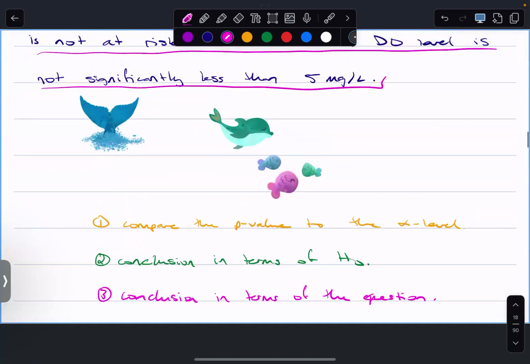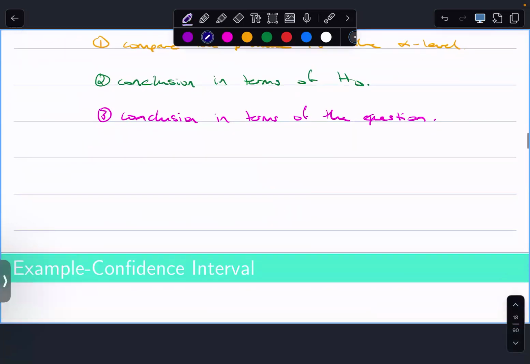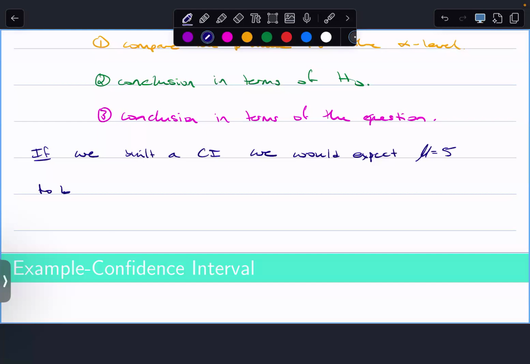We can build a confidence interval for the dissolved oxygen level. What would we find? We would find that 5 should be in there somewhere because we didn't reject H naught, which means it's a perfectly reasonable value for the dissolved oxygen level. So if we built a confidence interval, we would expect mu equal to 5 to be in the interval, right? Since we failed to reject H naught.